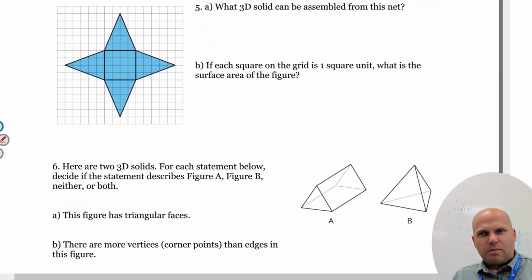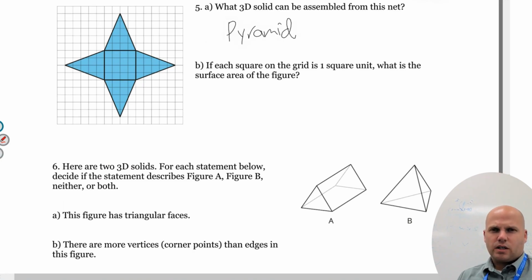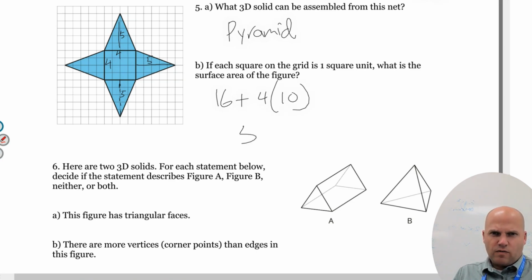What 3D solid can be assembled from this net? A pyramid. We'll talk about the volume in the next class. If each square of the grid is 1 square unit, what is the surface area of the figure? I mean, this is 1, 2, 3, 4. Okay, so I got a 16. And then I got 1, 2, 3, 4, 5. It looks like this is 5. All of these are 5. So I got 4, half of my base times the height. So I got 40, 56. Cool.